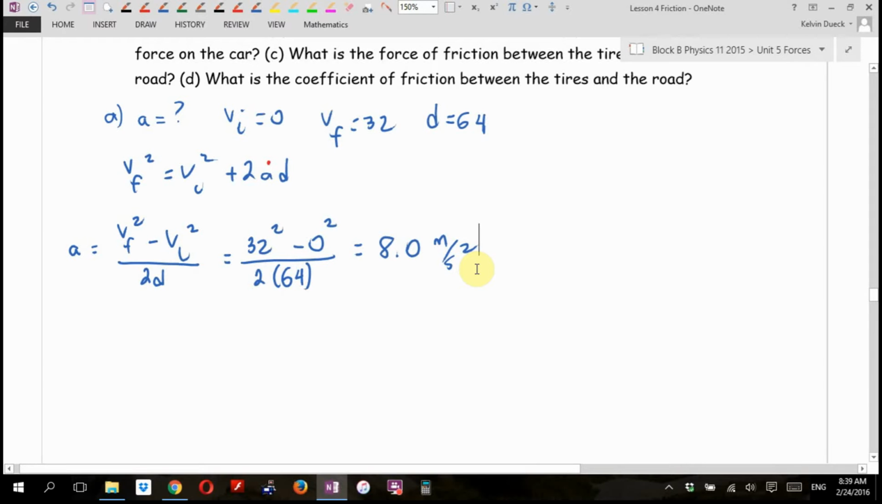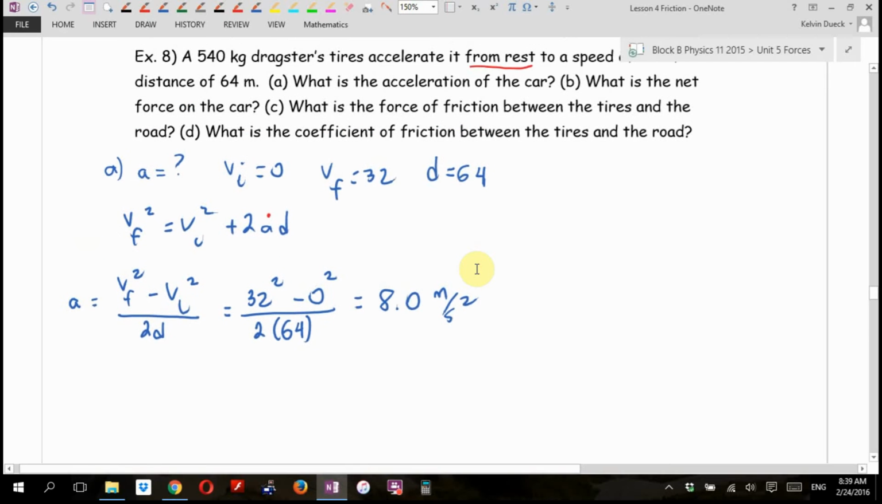Is it 8? Yes? Okay. Probably a little small. I'm thinking a dragster might accelerate at more than 1 G, but maybe not. You okay with that so far? What are they asking me to find in part B?